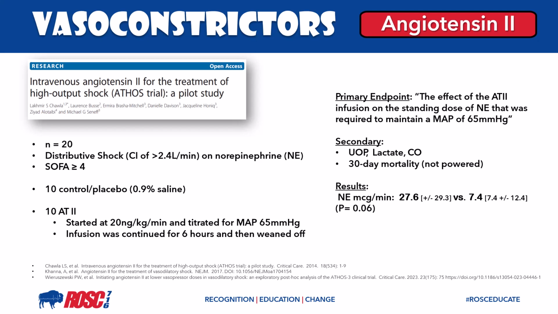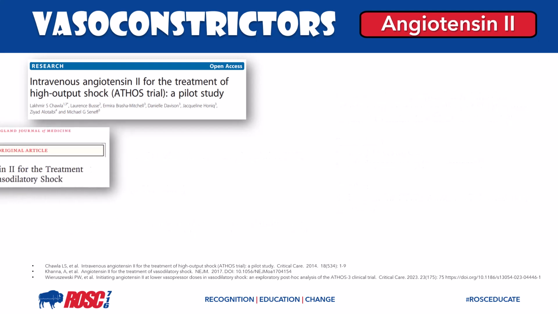So the addition of angiotensin II resulted in a significant reduction in norepinephrine doses at 1 hour. The control group, the placebo group, had a norepinephrine dosage of 27.6 mics per minute, whereas the intervention group, the angiotensin II group, had a norepinephrine dose of 7.4 mics per minute. So this is the pilot study that got them on the map for being a potential rescue agent in distributive shock, and a few short years later, the ATHOS-3 study was published.